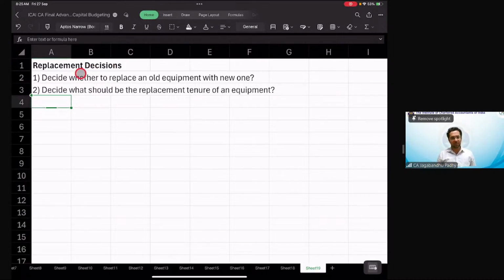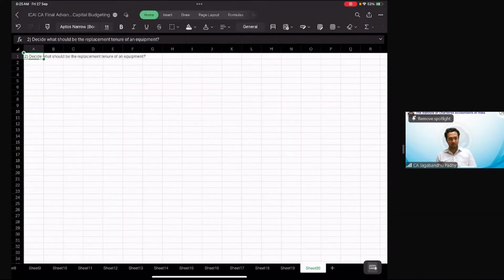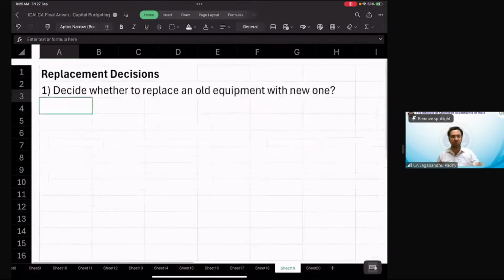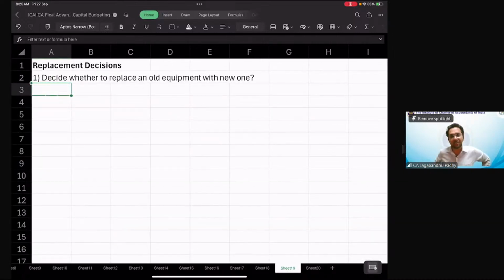Now, the first type of question involves some basic knowledge about capital budgeting. We are going to decide to replace an existing machine with a new one only if the net present value of the replacement is positive. So if our NPV is positive, we are going to replace it. If the NPV is negative, we are not going to replace it. Simple.